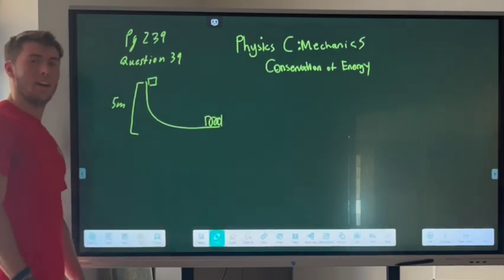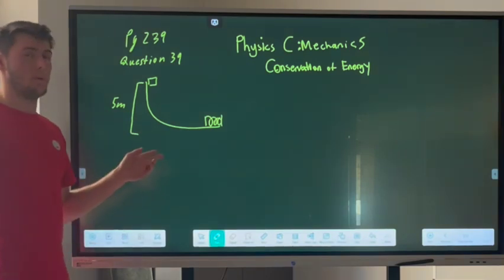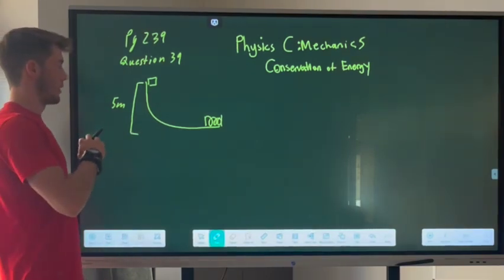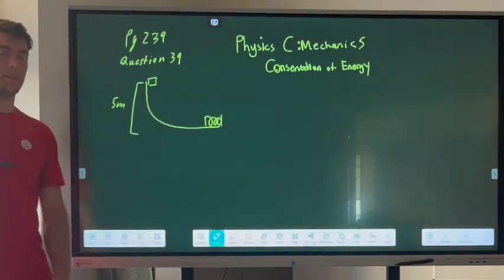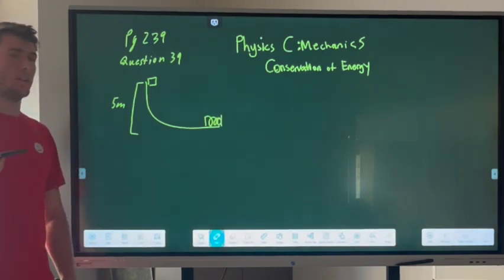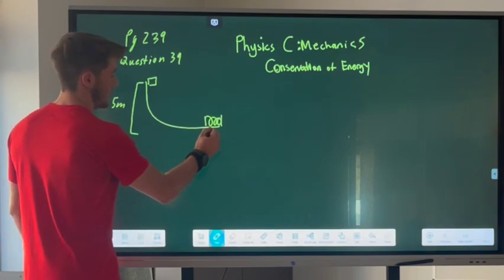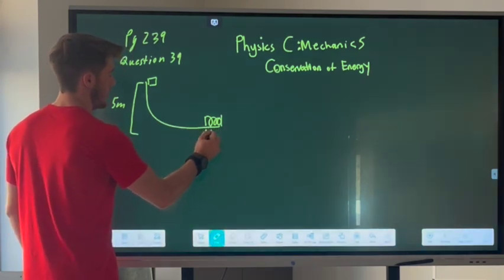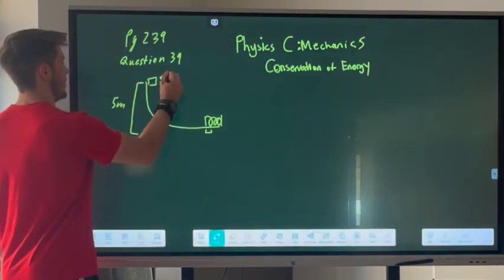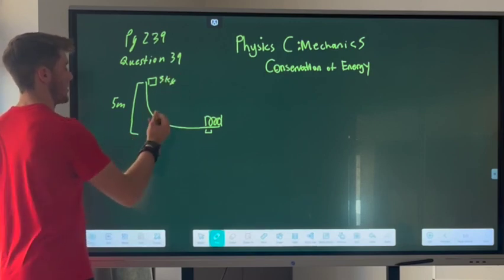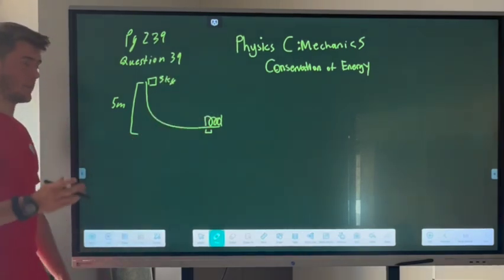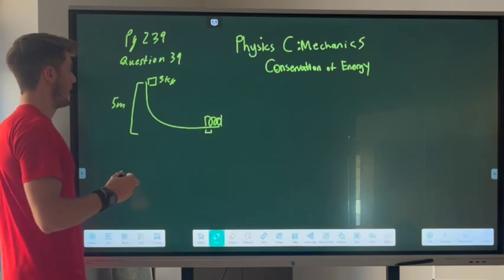Don't judge my spring. So what we're going to have to go through is, first we're going to figure out the equations that we need. Then we're actually going to plug in the values to find out what the compression of the spring is once this 3 kilogram box hits the spring. And then there's a second part we'll get into after that.